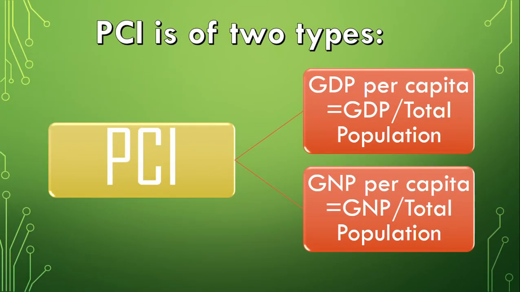PCI can be calculated in two ways. You know about GDP and GNP. When we talk about PCI on the basis of GDP, we just write GDP and divide it by the total population of the country, then we get GDP per capita. And when we want to calculate PCI on the basis of GNP, we write GNP and divide it by the total population of the country. So this way we can calculate PCI in two ways.